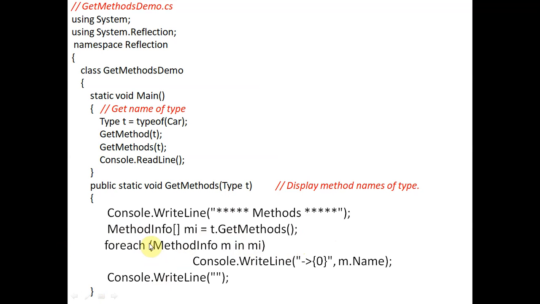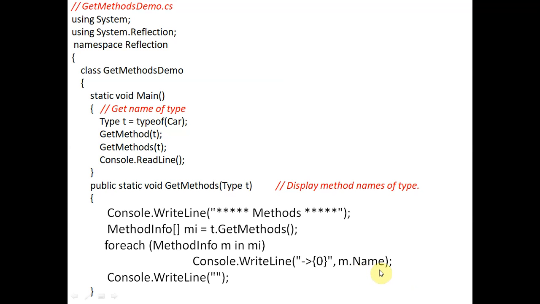So we have written a foreach here. MemberInfo m, so we have again defined one variable of the MemberInfo class. m is a variable of the MemberInfo class, and mi is also a variable of MemberInfo class, but it is an array variable, an array object, while m is a simple object. In the mi array we have all the methods. From the mi array we will extract one method in m and print it.